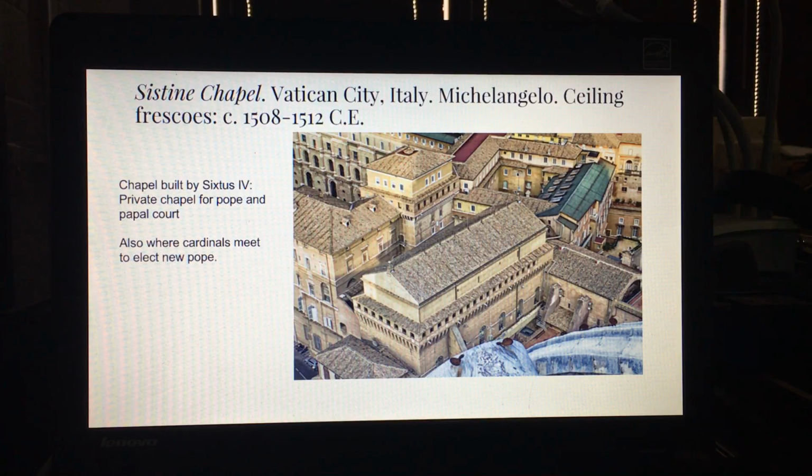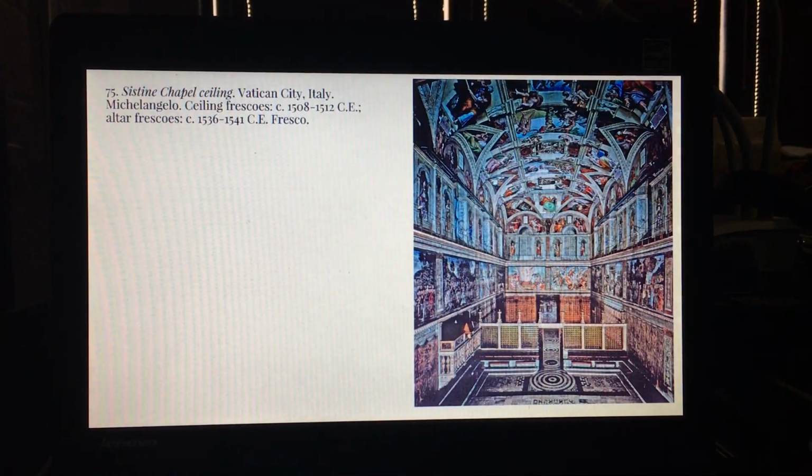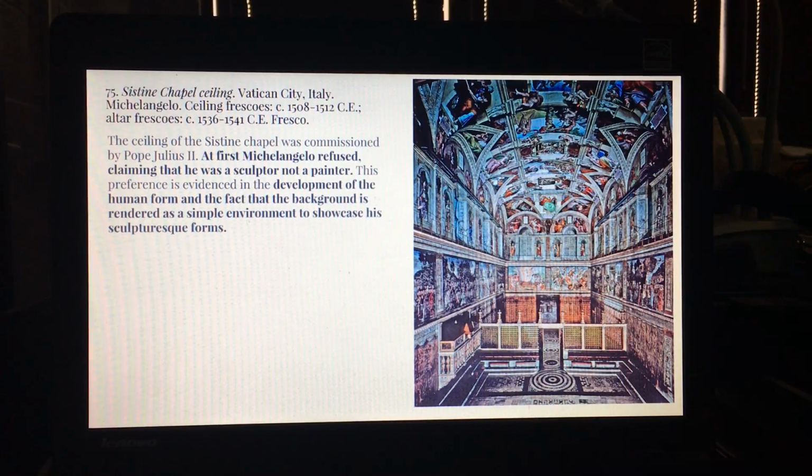It was a private chapel for the Pope and the Papal Court. This is also still the place where all the cardinals meet in order to elect the new Pope. Initially, it had a dark blue ceiling with gold stars. So there wasn't much to the ceiling before Michelangelo came along, but Julius II, who's also the same Pope who commissioned School of Athens, so you know these two things were happening at the same time, asked Michelangelo to do this.